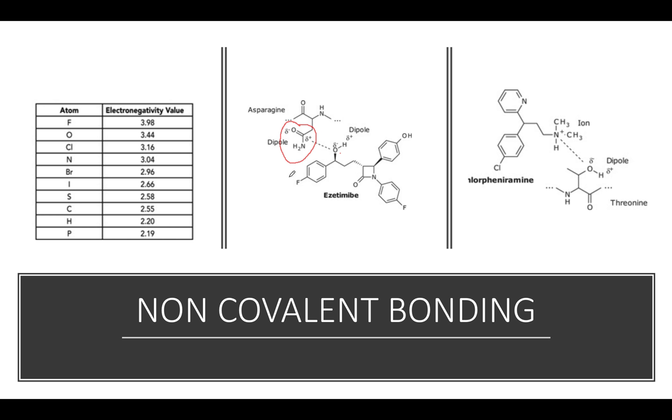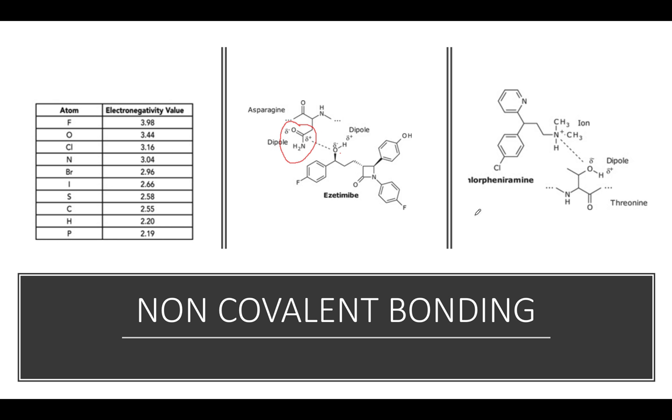So these are only used as examples to help our understanding of the binding interactions. In this case, ezetimibe is going to react in a dipole-dipole manner with asparagine, because of the difference in the charges of the atoms that are involved in the bonds.